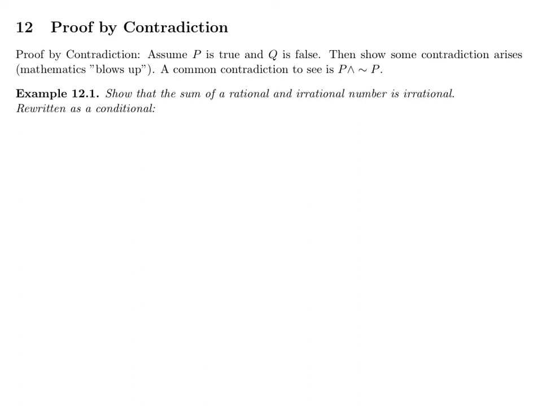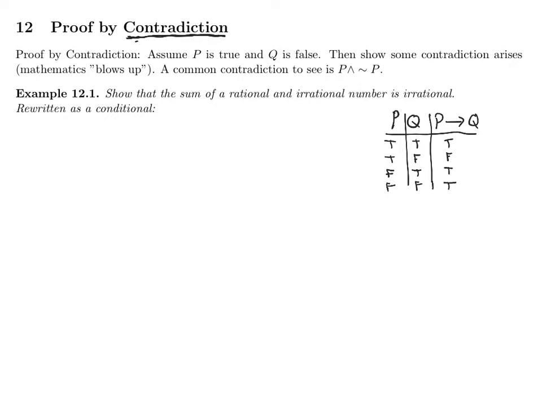In this video, I want to talk about a third type of proof, a proof by contradiction. And again, let me remind you of when a conditional statement is false. It's exactly when the if part is true and the then part is false. And a proof by contradiction, in some sense, uses that fact right from the get-go. Let me explain what I mean.